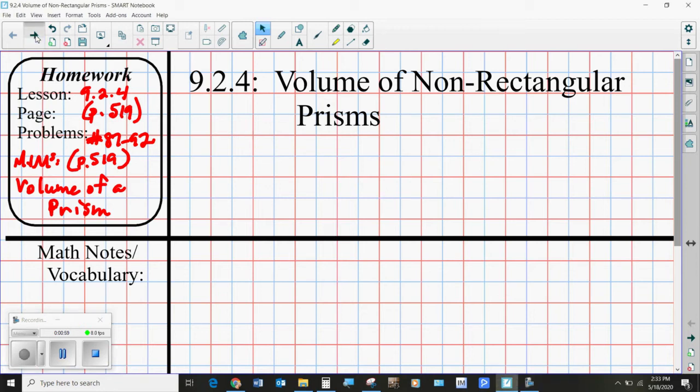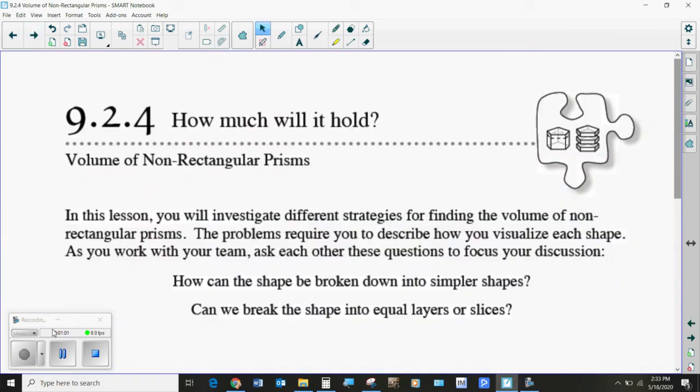And so that's what we're going to do today. We're going to take a look at a couple of prisms where we have to figure out what the area of the base is, and it's not real obvious at first. So in this lesson, you will investigate different strategies for finding the volume of non-rectangular prisms. The problems require you to describe how you visualize each shape. As you work with your team, ask each other these questions to focus your discussion.